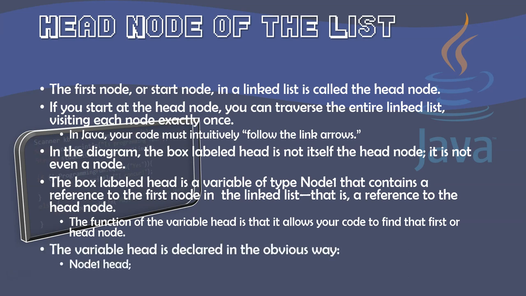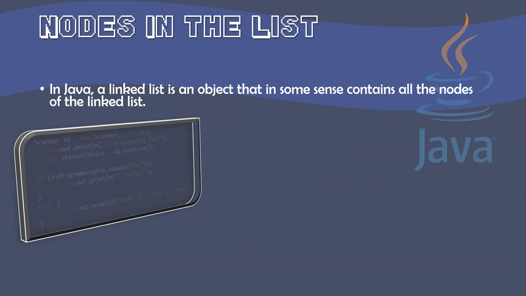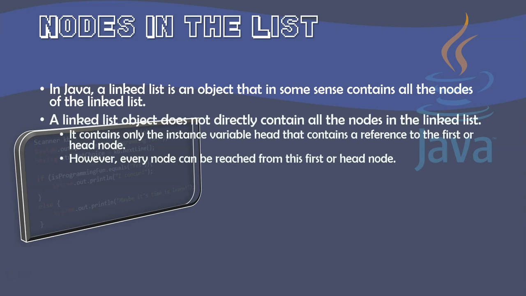Now the variable head is declared very simply. We just say Node1 head, and that's all we need. Now we start looking at the rest of the nodes in the list. You have to remember Java is going to look at this and say, we've got to make some sense of all these nodes in our list. A linked list object does not directly contain all the nodes in a linked list. It's very important to note this. It only contains the instance variable head that contains a reference to the first, or head, node. However, every node can then be reached from that first node. So it's a very important distinction of how we actually handle this.